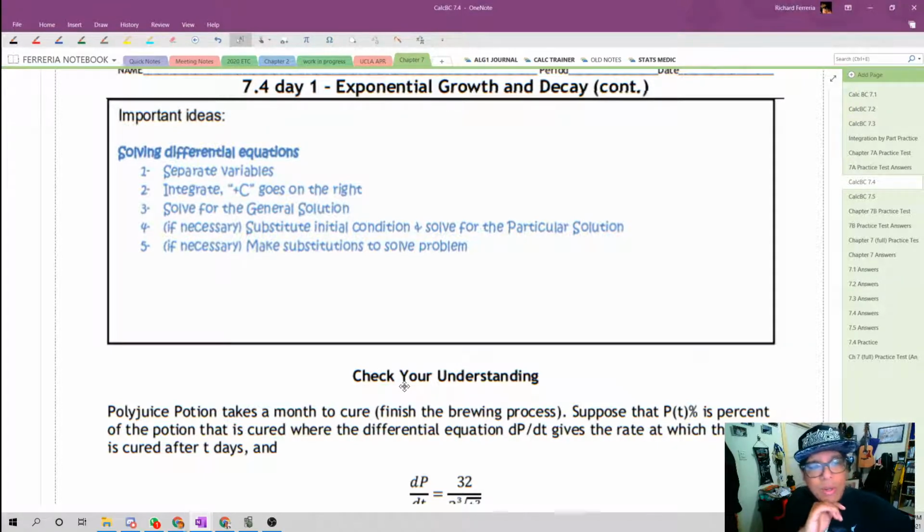Now, if necessary, you're going to have to substitute that initial condition to get a particular solution. And of course, make substitutions to solve the problem. Substitute the initial condition. It seems kind of redundant there. Sometimes you will have to make corrections to your general solution because of the domain of a function. For example, you need to make sure that inside of your square roots, you're always substituting a positive value. But we'll definitely get more into that in the future.